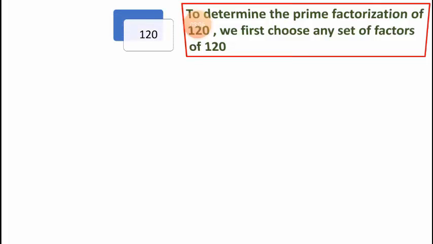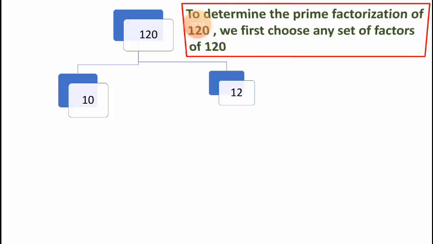Now let's understand how to determine the prime factorization for another number, and let's take that number as 120. Again in the same manner we will choose a set of factors for 120. Let's take the set of factors as 10 and 12. You can see both the factors are not prime numbers, so again we need to break down these factors of 120. The set of factors for 10 we can write as 2 and 5.